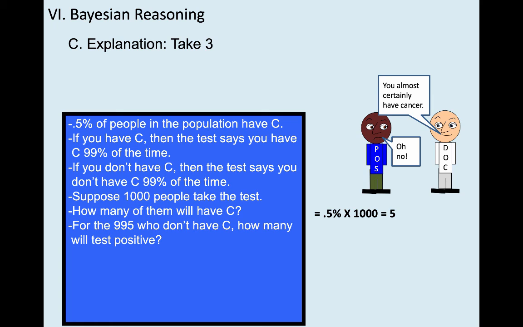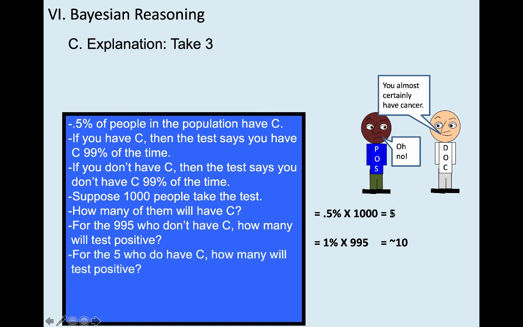For the 995 who don't have cancer, how many will test positive? Well, 1%. What's 1% of 995? It's approximately 10. I know I said before this symbol stands for not. It's also used for approximately, and I'm using it for approximately here. And for the 5 who do have cancer, how many will test positive? 99% of them, because the test is 99% accurate, so that's going to be about 5. How many total positive tests? It's the 5 plus the 10, so it's 15.